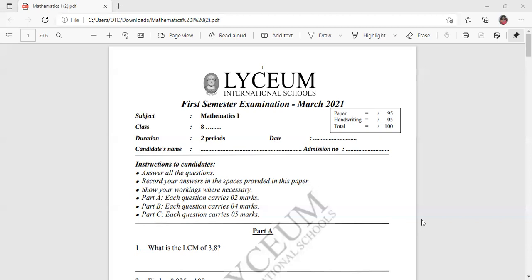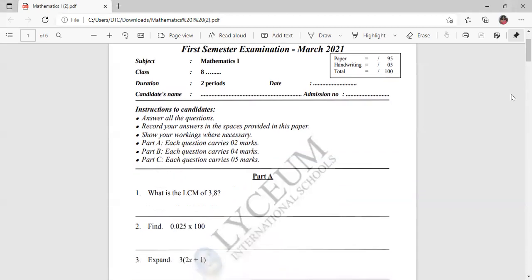Here we have: answer all the questions, record your answers in the spaces provided in this paper, show your workings where necessary, and they have given you the marks allocation. Part A, each question you get 2 marks. Part B, each question you get 4 marks, and part C, each question you get 5 marks. That is the marks allocation. We'll move straight to the next step, that is part A.